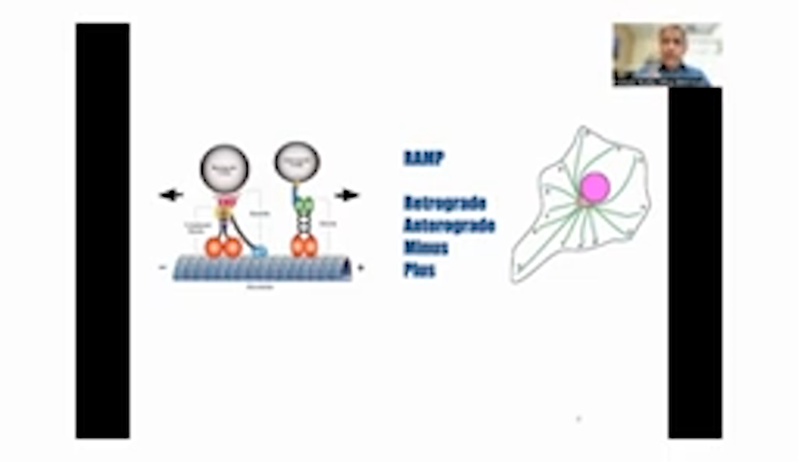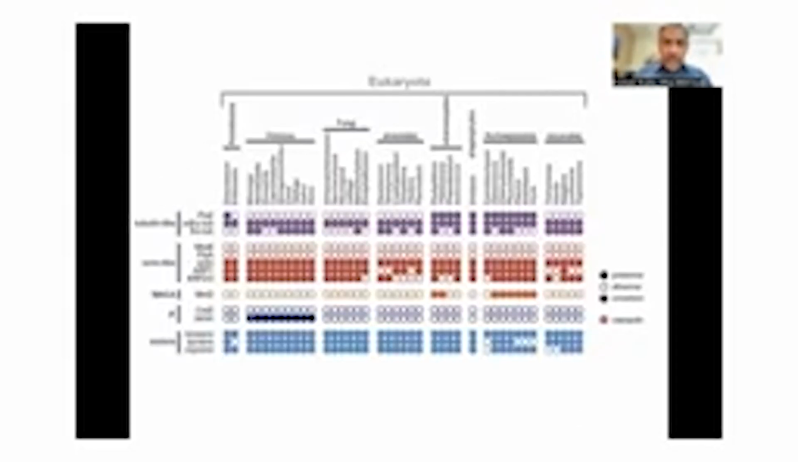So if you remember RAMP, you will never forget which direction is which: towards the plus end is called anterograde, towards the minus end is called retrograde, right? And you know what the orientation of the plus and minus ends are. So it's this movement that we're going to talk a bit about today, right?